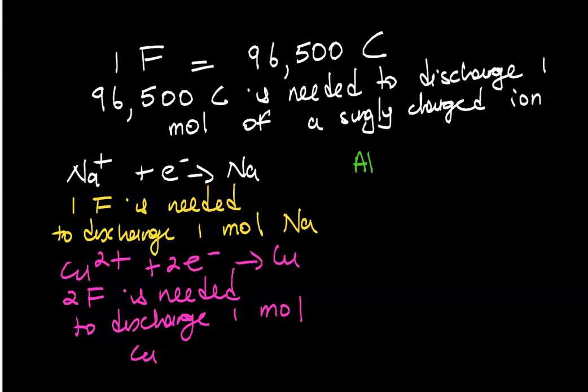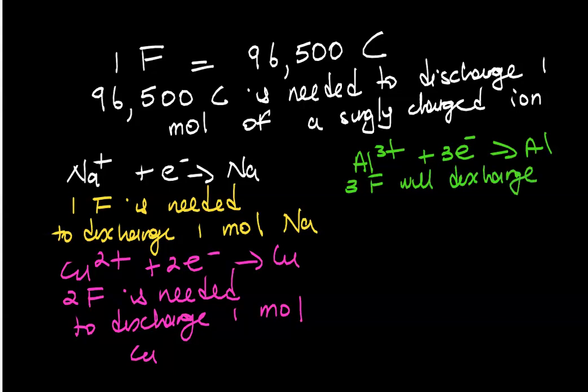What about aluminum? How many Faradays to discharge 1 mole of aluminum? Answers in the chat. How many Faradays will I require there to discharge 1 mole of aluminum? 3 Faradays will discharge. Very good. I need more electricity because I need 3 electrons there. Will discharge 1 mole of aluminum, right?